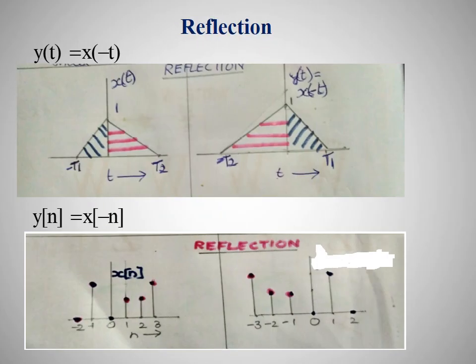Let us now consider the example for the discrete case, which has been shown here as y of n is equal to x of minus n, and we could see that the values exist at 0, 1, 2 and 3, and at minus 1 and at minus 2. After reflection, the values which exist on the right side of n equal to 0, that means at 1, 2 and 3, are shifted to the other side, which means it becomes equal to minus 1, minus 2, minus 3, and the signals which existed on the left side of 0, which is at minus 1 and minus 2, now get shifted to 1 and 2. There is no change in the amplitude of the signal.